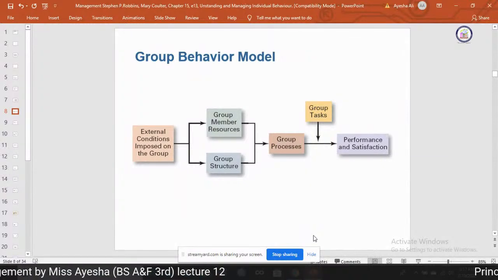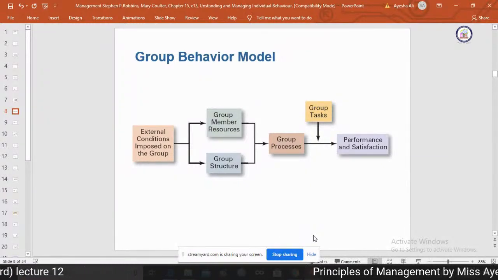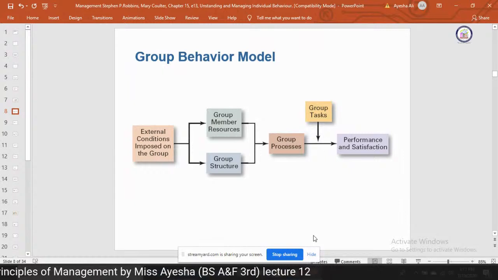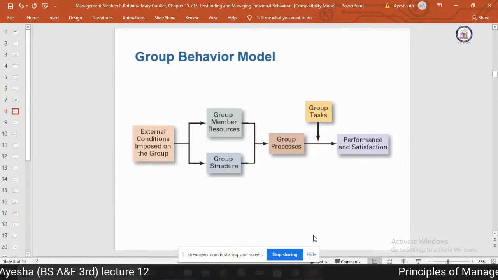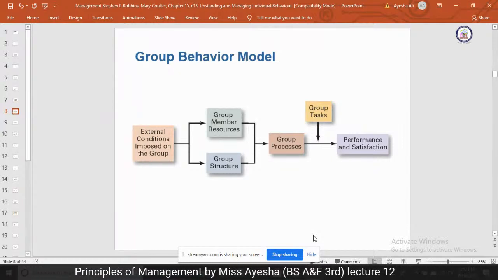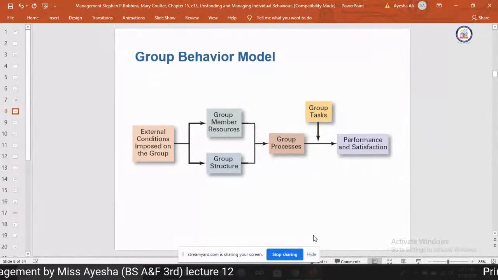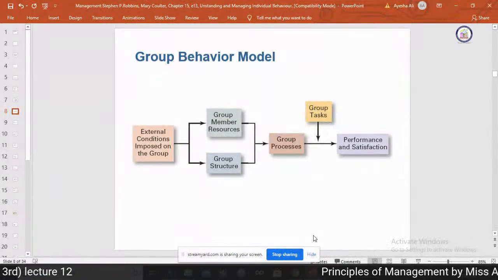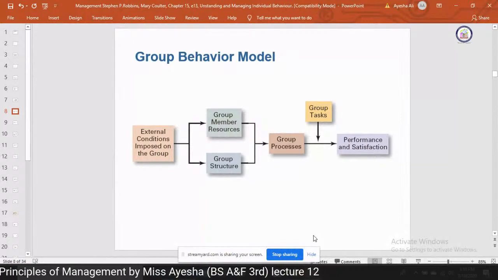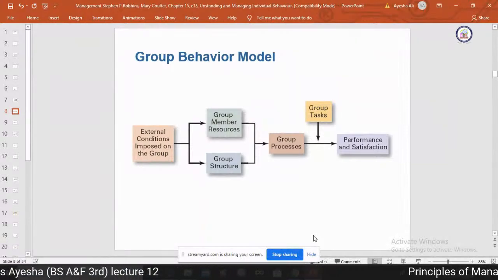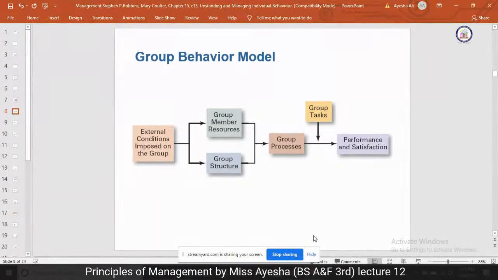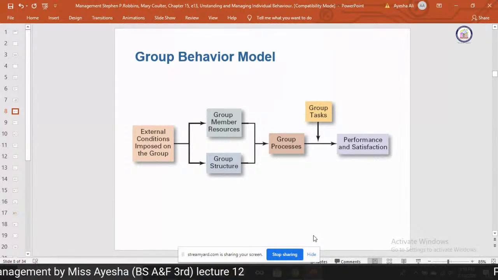So after it, the process of the group is started, and then after the process we have performance and satisfaction. After processing, whether we are satisfied with the performance or not, and in the middle we have the task. So what the group task is. In the process we are trying to achieve our tasks, goals and objectives, and after it we will observe and analyze whether their performance is satisfactory, whether they are doing well or not.